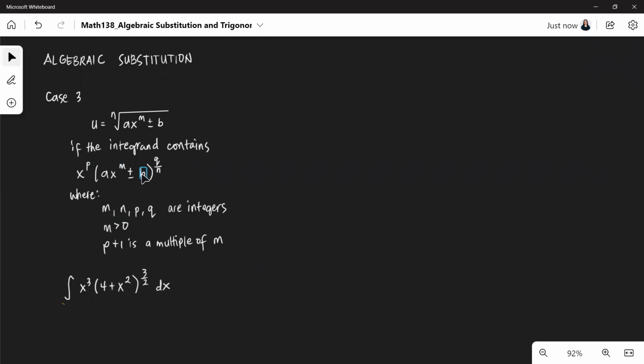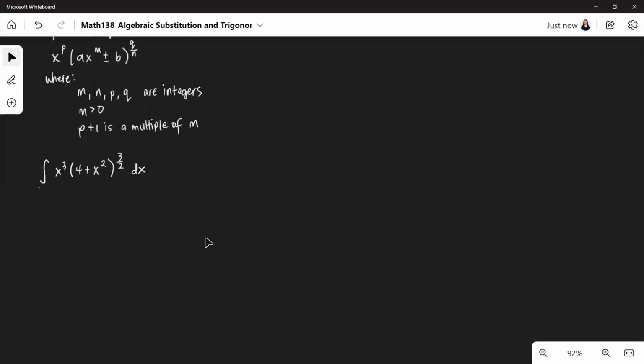So the binomial here must be at least a linear function, and p plus 1 is a multiple of m. So for the function outside the one with the fractional power, if you add 1 to its power, meaning p plus 1, it should be a multiple of the power of the x term here.